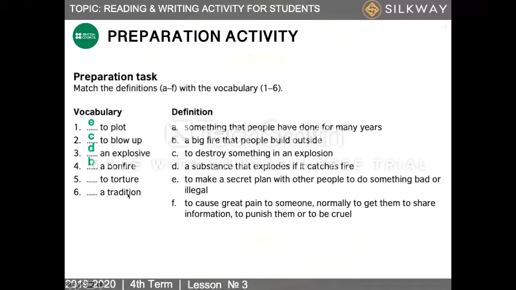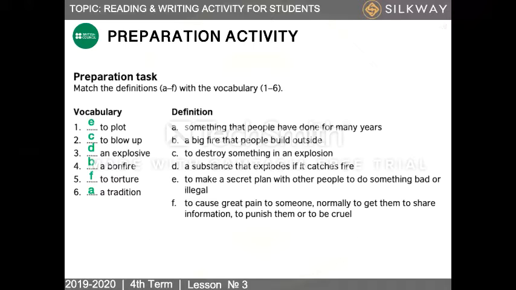How about number 5, to torture? Yes, that's right, it's letter F. To torture means to cause great pain to someone, normally to get them to share information, to punish them, or to be cruel. And number 6, a tradition. Yes, that is letter A, something that people have done for many years.